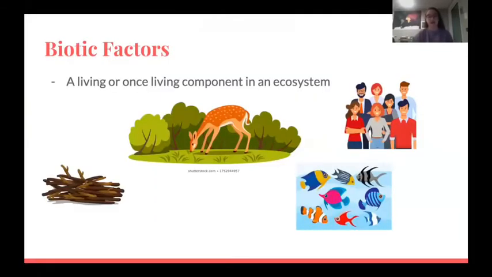So biotic factors, like VJ said, are living or once living things or components in any kind of ecosystem. So we, like people, are biotic factors, and any kind of animals like fish or deer or anything like that are living, so they are biotic factors. Another interesting thing is that anything that was once living is also a biotic factor. So like sticks or anything that might be on the ground from a tree or anything that is dead now but was once living is also a biotic factor.